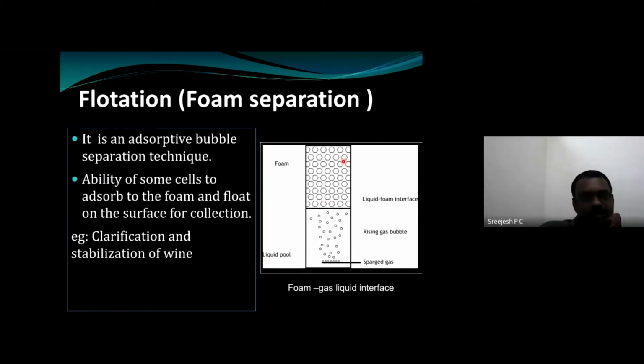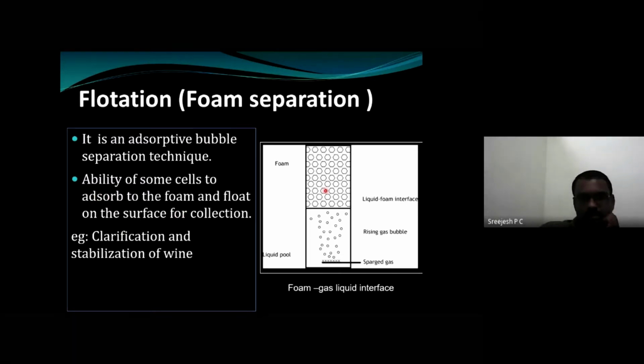As we have seen in the previous image, this foam or froth can be removed with a skimmer, or with any other mechanical method, or with the help of air pressure, and separated. So the separation of the liquid as well as the solid will be happening. During the process of bubbling, we are artificially creating the bubbling here. Some of the cells will have an ability to adsorb to the foam and they will be floating to the surface for collection.